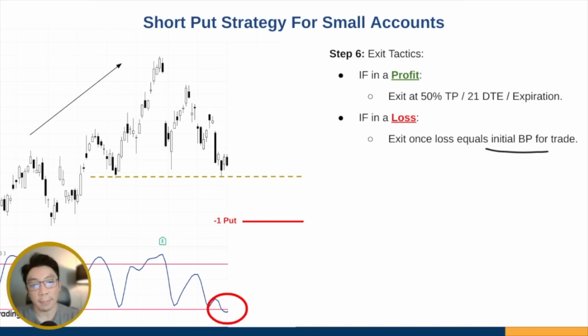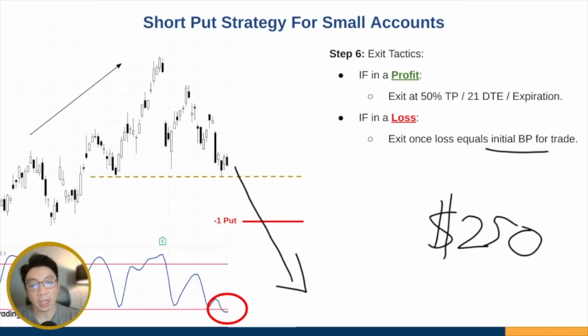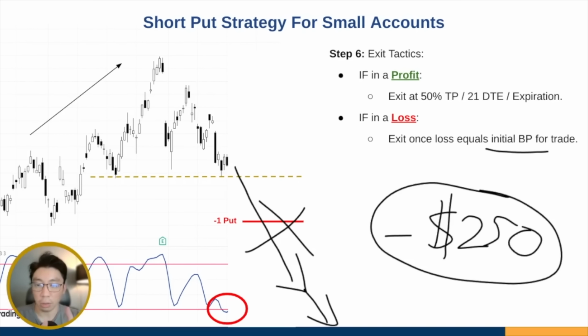Now, let's say, for example, you put on this short put, and the buying power for this is $250. That means if the market drops so far down that you see the open loss for this trade is $250, what you want to do is immediately close out this trade. Why? Because if you don't do that and the market continues to crash all the way down to zero, then you can lose a lot more money. And we don't want that to happen. So that is why this is the worst case scenario. Once it reaches your initial buying power, you have to cut it off.